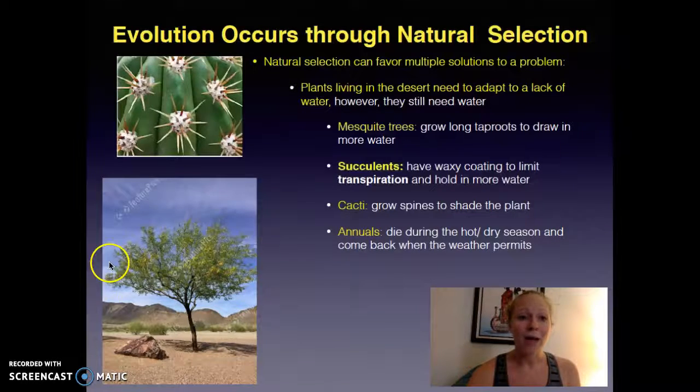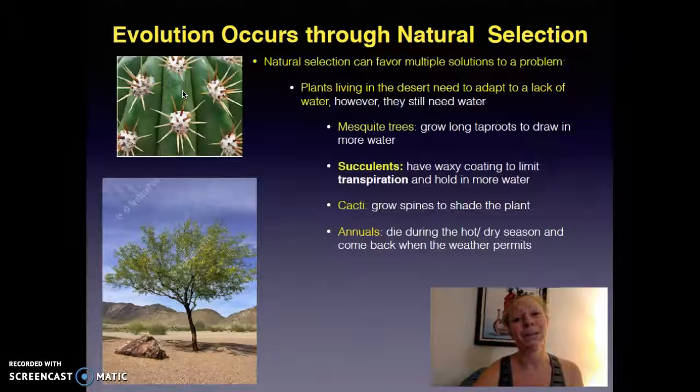Succulents have a waxy coat. You can see on this cactus here, they have a waxy coat that limits the amount of transpiration that's going to happen. That's the evaporation through the leaves or through the plant itself. And so they can hold in more water. Cacti are also going to be able to grow spines, and this is cool. This shades the plant, which is going to reduce the heat and the transpiration.